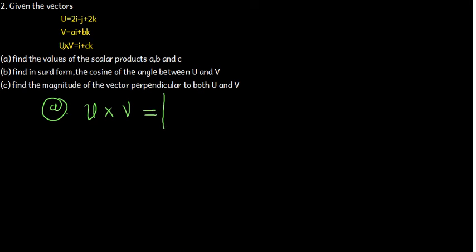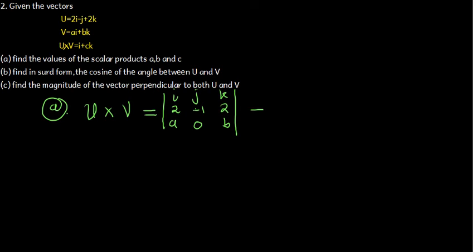We know when we want to perform the cross product, we put i here, j here, and k here. Now we get u. The number in front of i is 2, we put it there. The number in front of j is negative 1. The number in front of k is 2. If we go to v, the number in front of i is a. The number in front of j, we don't have any j there, so that is 0. The number in front of k is b.